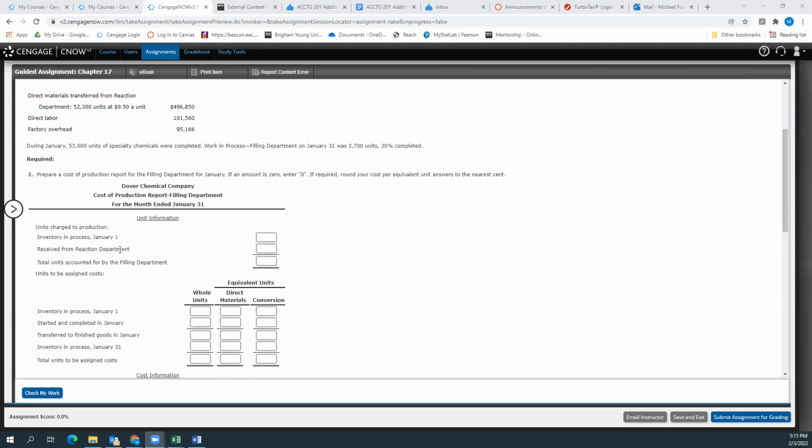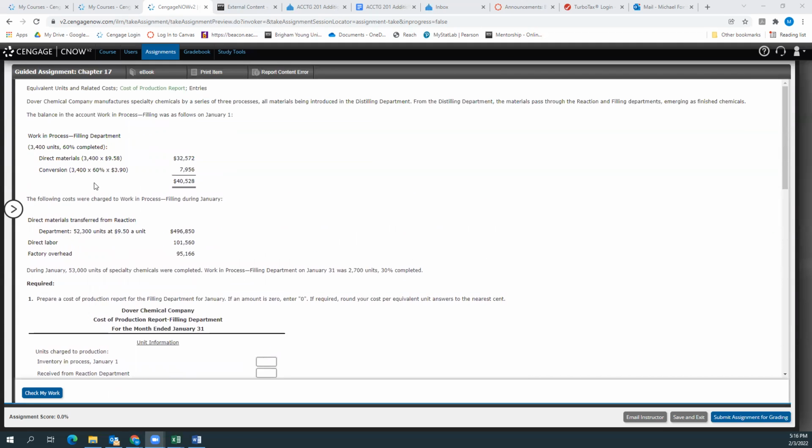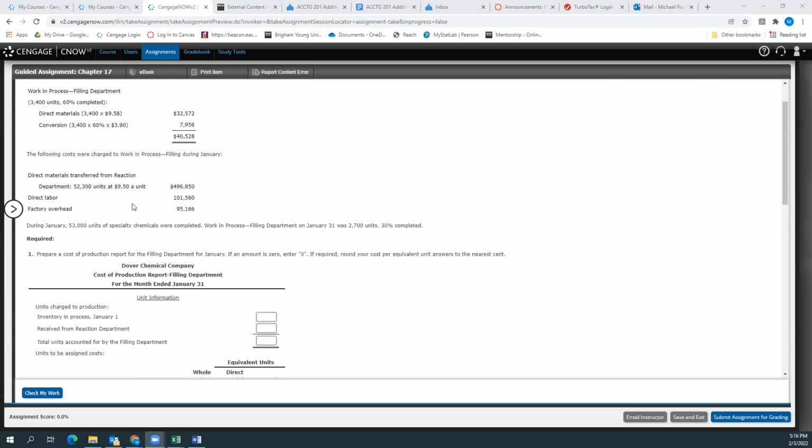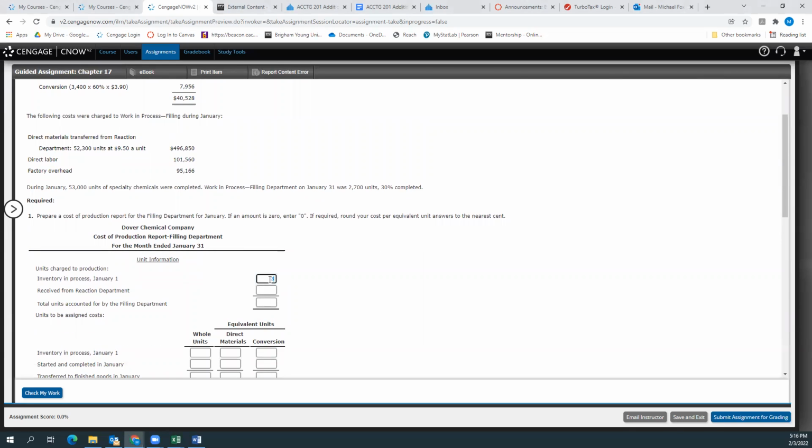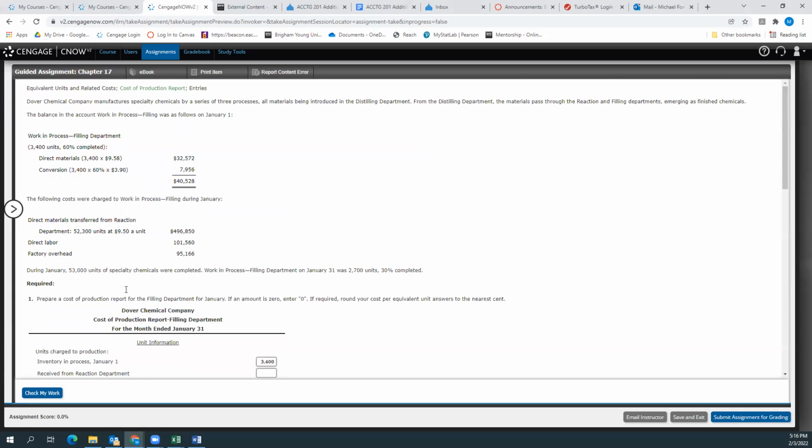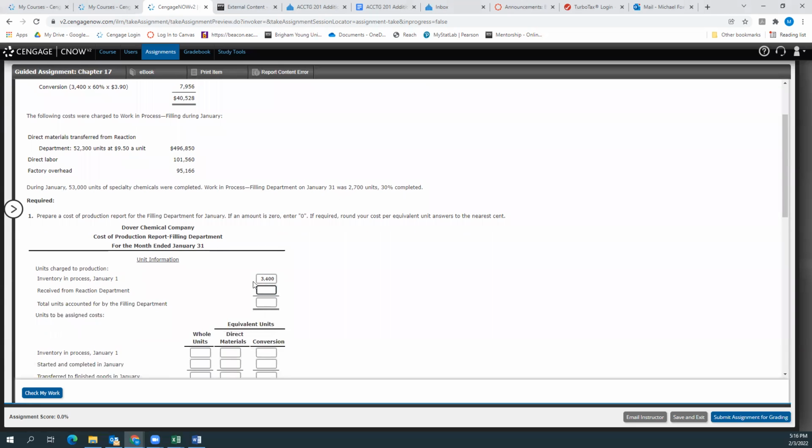Our inventory in process on January 1st, we can see right here, is 3,400 units. So that's what we'll start with. And then the inventory that we received from the reaction department is, let's see, should be right up here, 52,300 units transferred in from reaction. All that means is they finished their work on them in the reaction department, and then sent them on to the filling department.